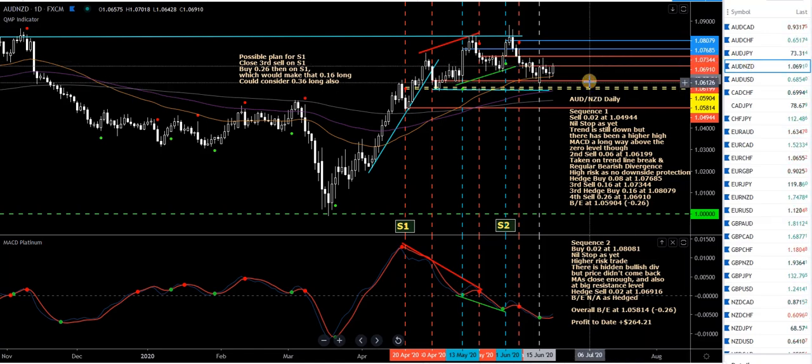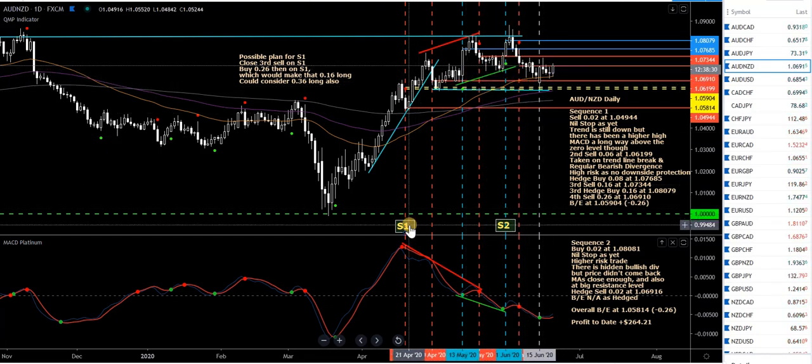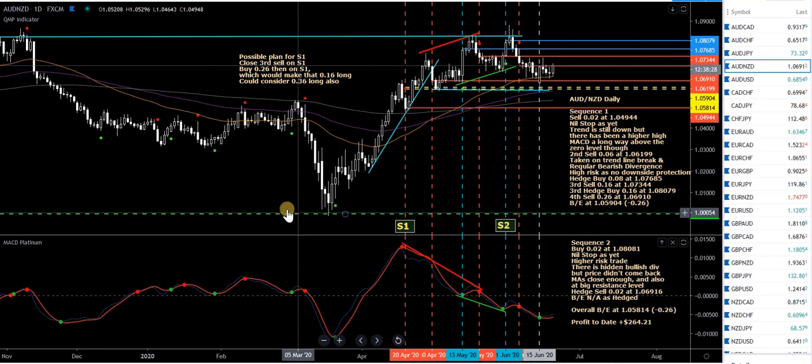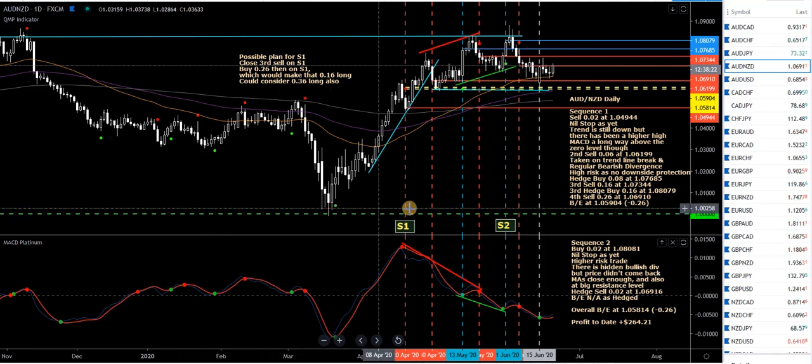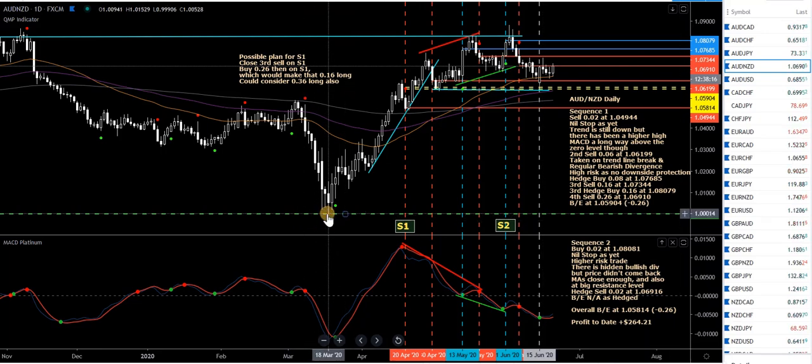All right, Oz New Zealand, this thing's gone a bit sideways. I'm in two sequences. Green lines are normally a big number or something like that. So in this case, it's parity, 1.000. So you can see how it's come down, touched it, and bounced straight off it.